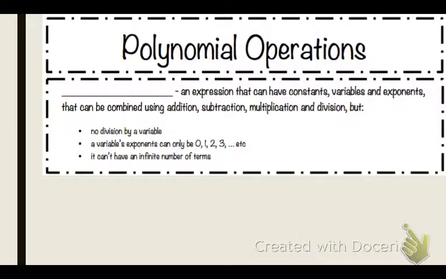An expression, we're going to start with some vocabulary. An expression that can have constants, variables, and exponents and can be combined using addition, subtraction, multiplication, and division is a polynomial. Okay? Polynomials cannot be divided by a variable. The variable's exponent can only be 0, 1, 2, 3, 4, 5, 6, 7, 8. You can keep going, but they're only positive whole numbers plus 0. Okay? And it can't have an infinite number of terms, so it cannot go on forever. These are not infinite.